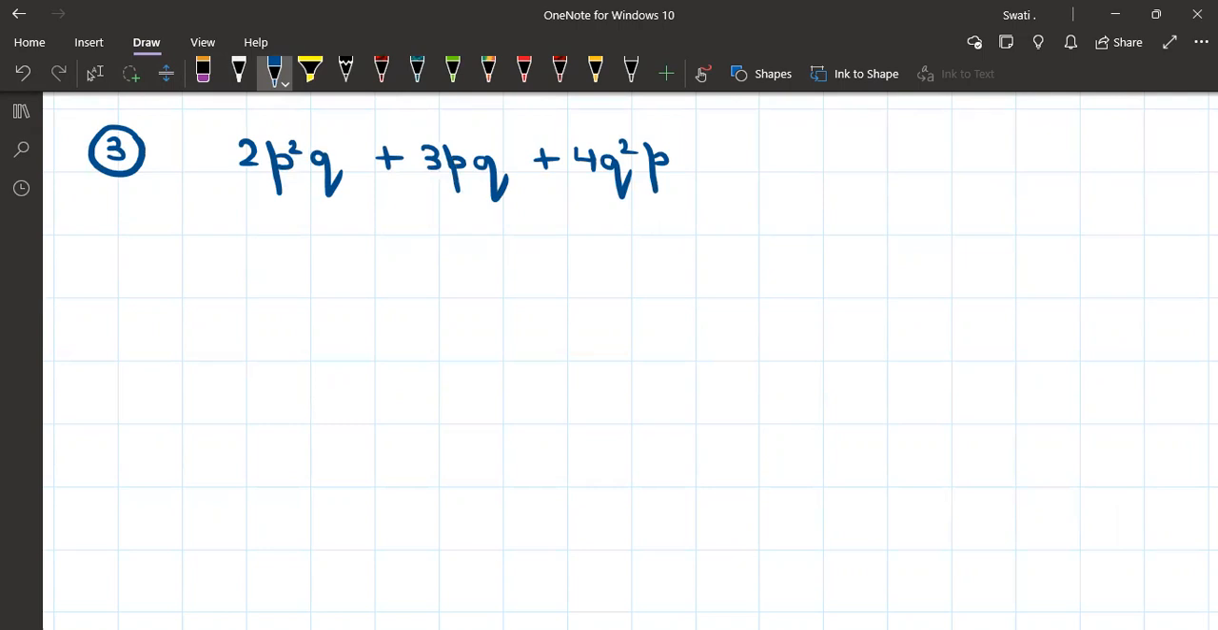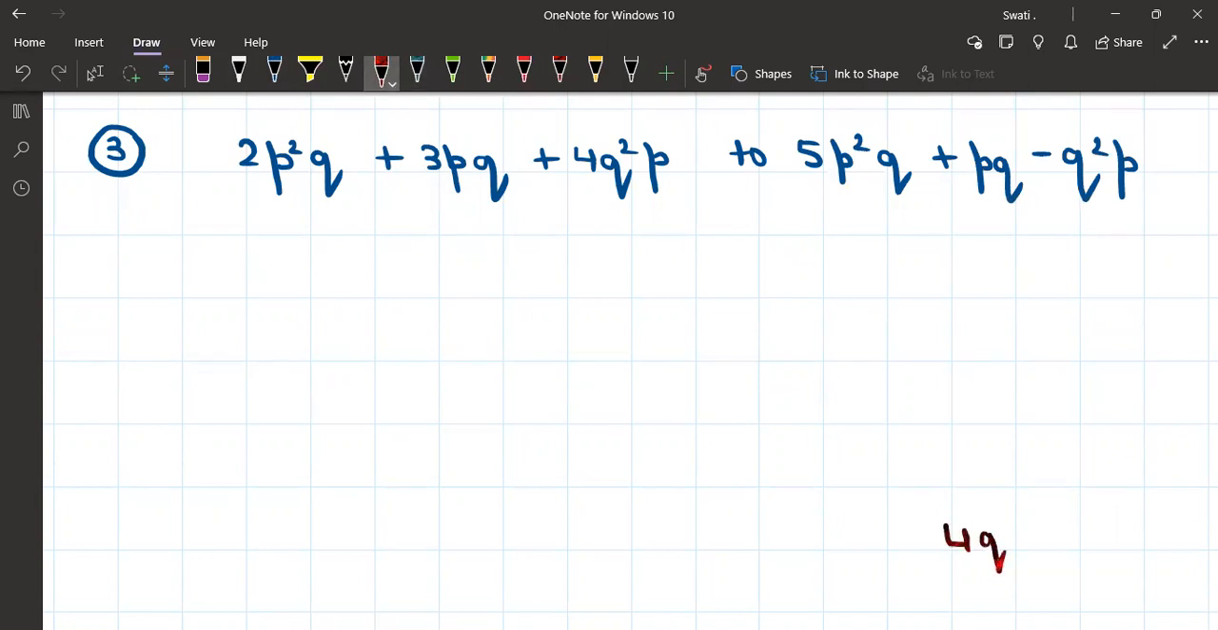We have to add this to 5p square q plus pq minus q square p. So here, before I move ahead, I just want to tell you something about the terms here. You can see here 4q square p, and in this the other one is minus q square p.